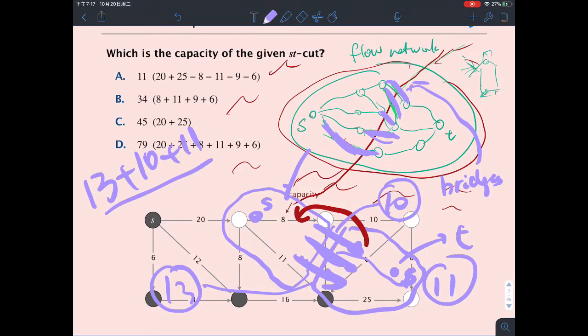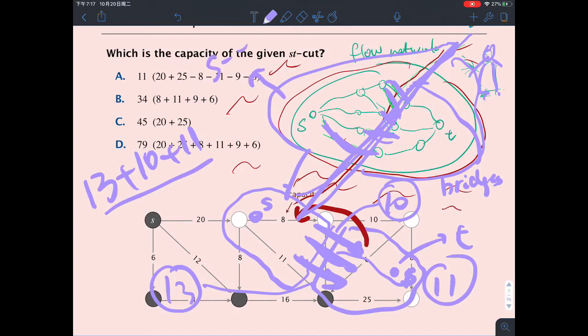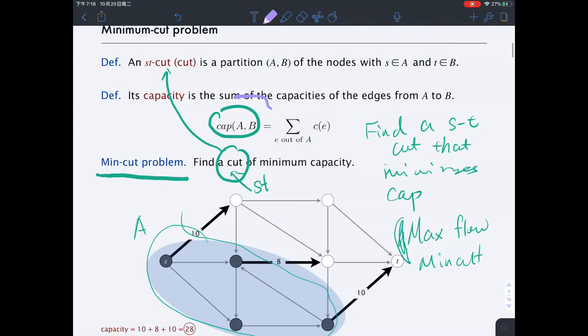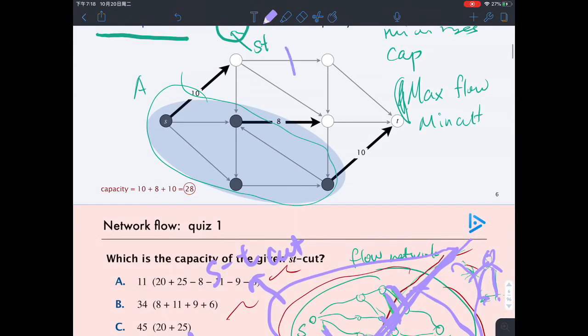So if you look at this, what I'm actually doing is computing the capacity of this S-T cut. When my powerful monster is doing the cut, we cut things into two halves, and it corresponds to an S and T cut.